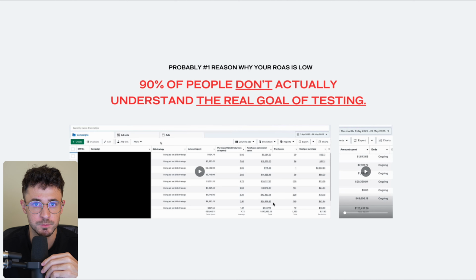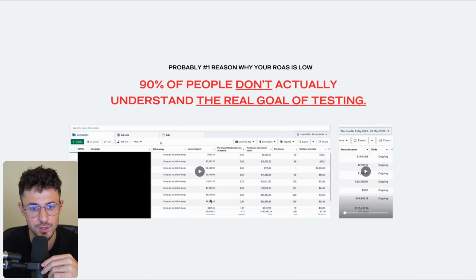When it comes to Meta ad testing, I think like 90% of people are actually doing this wrong because they don't understand what the actual goal of testing is. And most of the time, what I see when I audit ad accounts on Meta is that this is the number one reason why the return on ad spend is low. So if you're watching this video, probably your return on ad spend is low or is not where you want it to be. And probably the reason behind this is because you are doing testing the wrong way.